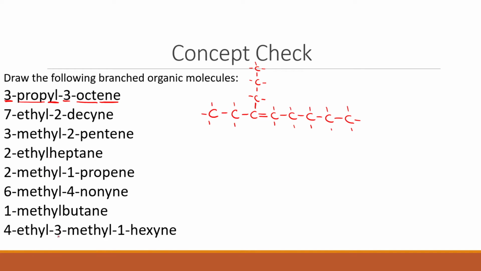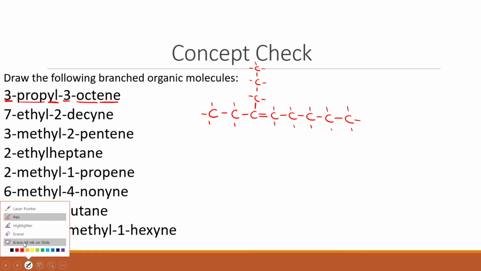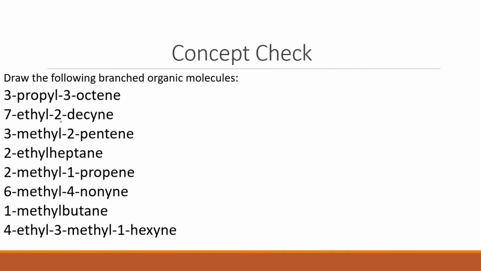If I wanted to try another, I would look at 7-ethyl-2-decyne. Again, we're going to work our way from back to front. So I'm going to start by drawing the 2-decyne. Dec is the prefix for 10 carbons. Yne means that there's a triple bond on the second carbon. That's what that 2 is telling us. So on my second carbon, first, second, put a triple bond. And this is the start of my 2-decyne.